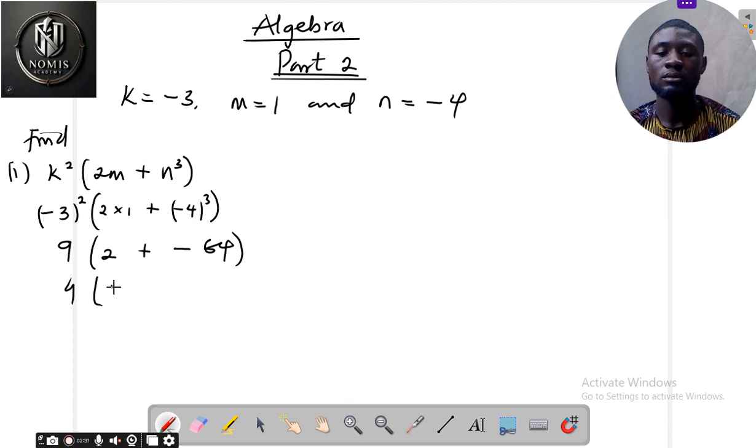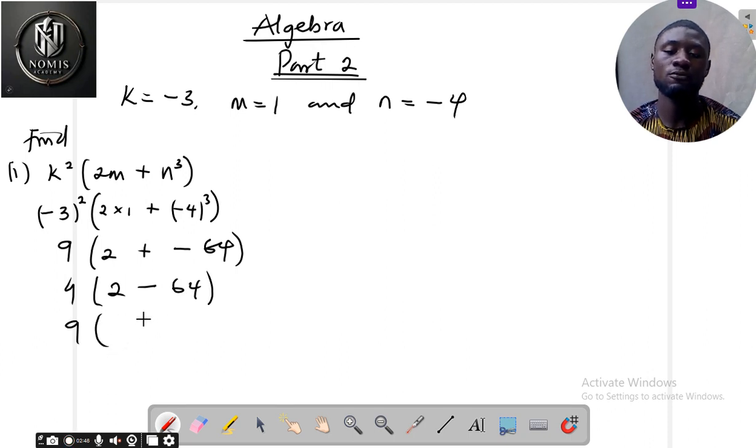So 9, we have 2 plus minus 64, because we have plus and minus standing by each other, so we should multiply. Plus times minus will be minus 64. So 9 to multiply 2 minus 64 will be minus 62. Why? Because a bigger number is subtracted from a smaller number, so it will be negative.